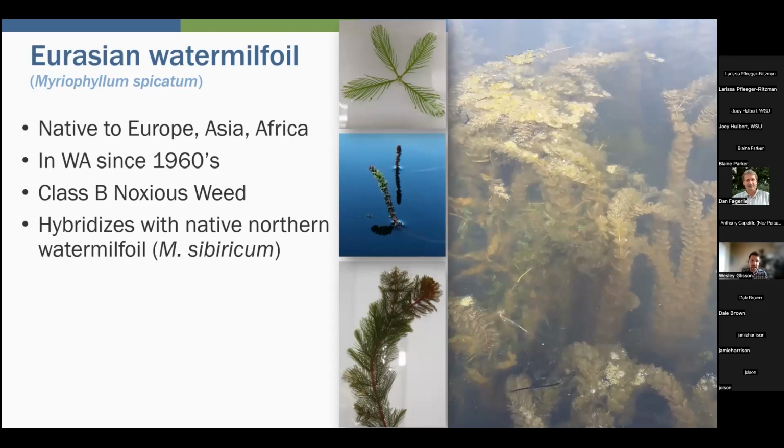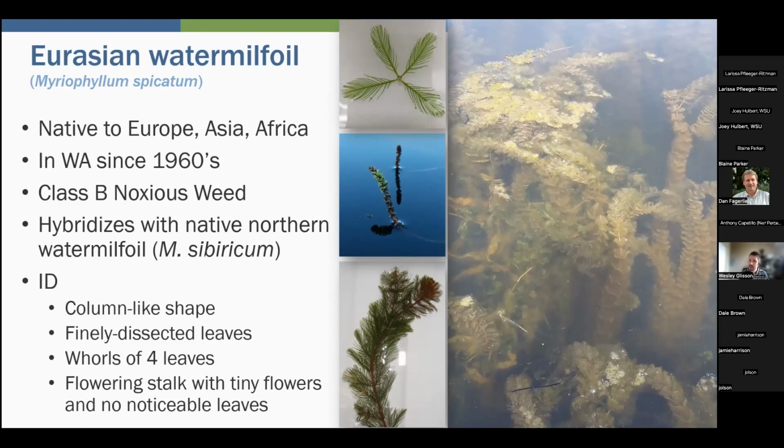What that means is that its distribution is unfortunately pretty widespread in Washington, but in counties or areas where it's not widespread or hasn't been introduced, it's slated for eradication. In other areas, counties can decide whether they want to target this plant for eradication or not. It causes issues in that it actually hybridizes with a native water milfoil species called northern water milfoil.